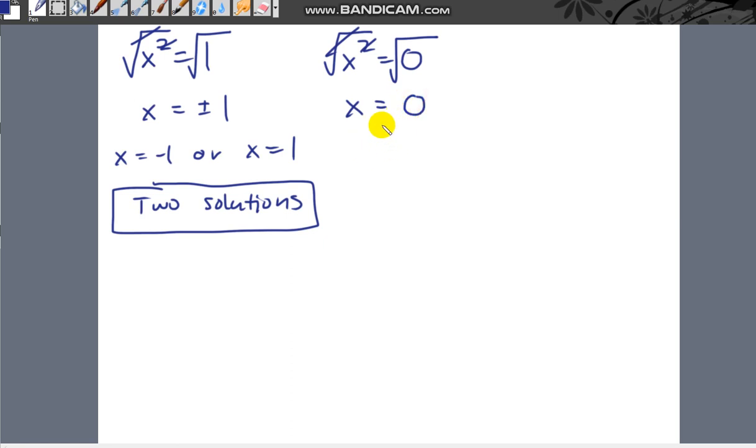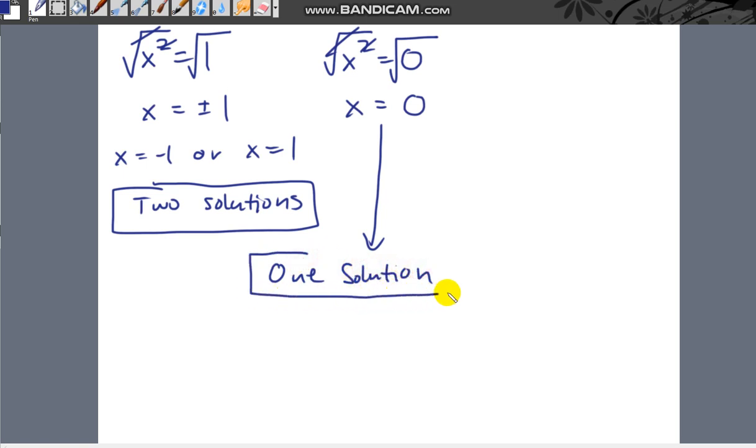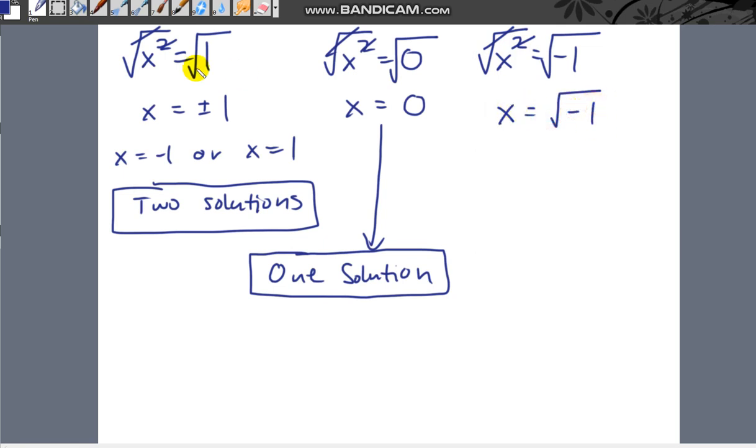In this case here, you would have one solution. Okay, one solution. Now let's take another case. Let's say I gave you x squared equals negative 1. If I give you something like this and I take the square root of both sides, the square root cancels with the square, and we get x equals the square root of negative 1.